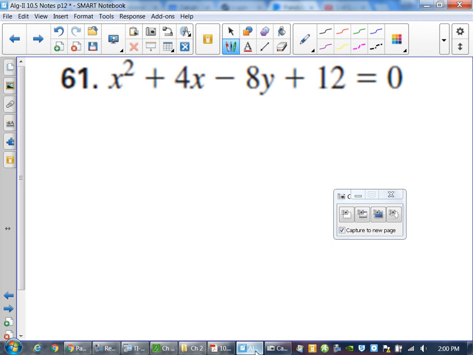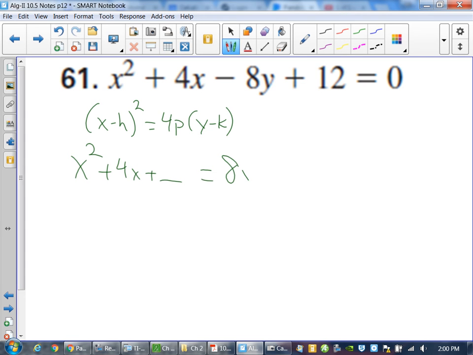So I know it's either going to be up or down. So I need to set it up to look like this: x minus h quantity squared equals 4p times y minus k. I need to get into that to find my h and k and the value of p to figure out where the focus is. So we move things around. We get x squared plus 4x plus blank. Might as well do that right away. And that's going to have to equal 8y minus 12. Moving those two over.